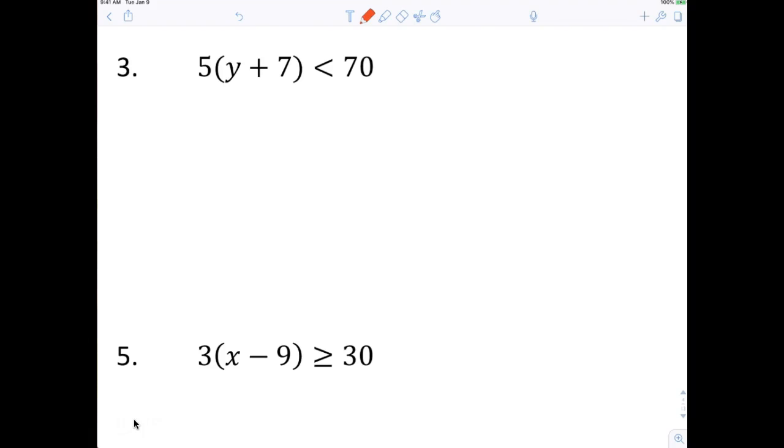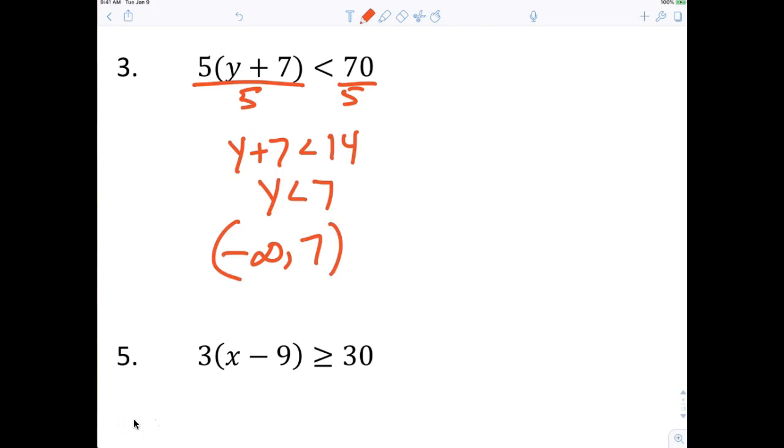Okay, look up. Let's see what we got now for question number 3. Now again, remember what I'm telling you on question number 3. Instead of distributing, I honestly think it's easier to just go ahead and divide first. If I divide by 5, it's just one less step. So I end up with y plus 7 is less than 14. And now we're going to subtract 7. So y is less than 7. Now, for less than 7, that means I'm going negative infinity to 7 parentheses.